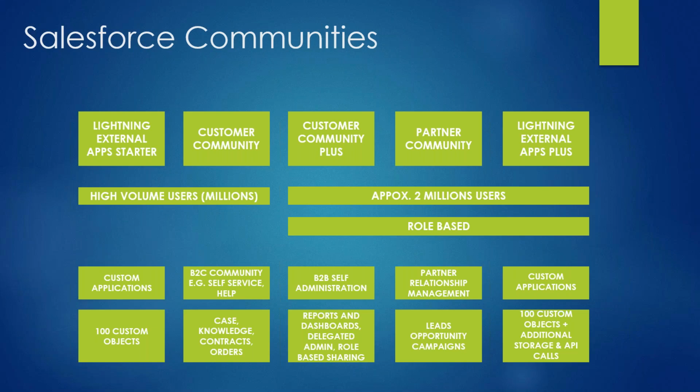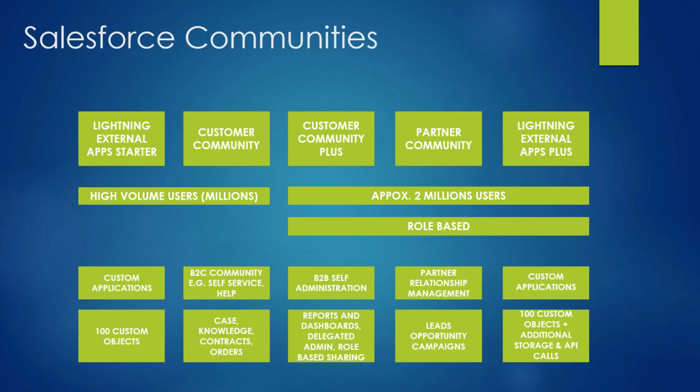Also, those 3 communities are intended for a smaller number of users, around a couple of million, compared to the more than 10 million you are talking about with the customer community and Lightning External App Starter. If you look at the bottom, the way I explained, the Lightning External App Starter is meant for custom application development, and the customer community for B2C, self-service and help, where there is a lot of focus on cases, knowledge, contracts, and orders.